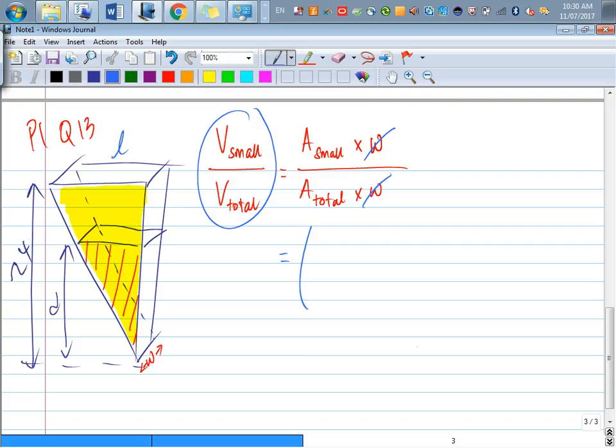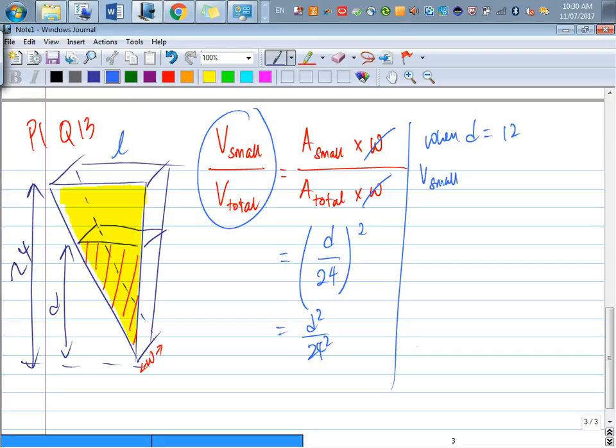Okay, before we say 12, initially we are given as d over 24, right? Well, we can just compare the height, and we need to square it. So this gives me d squared over 24 squared. Okay? So now, when d is equal to 12, then my ratio, volume small over volume total, is equal to 12 squared over 24 squared, which is 1 over 4.